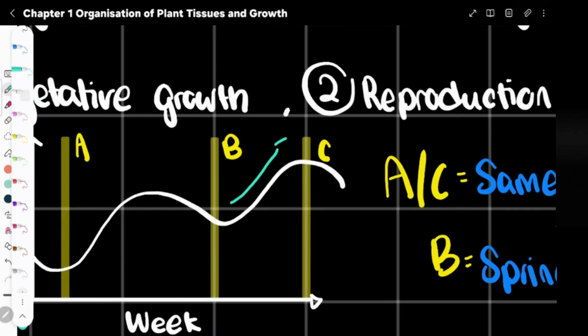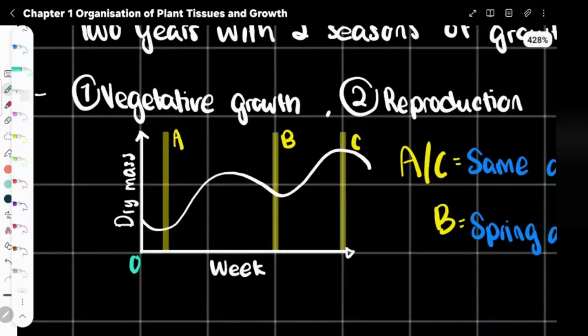And then this one goes up again, of course, because germination will use that. And past point C, it will die because of what? Old age.